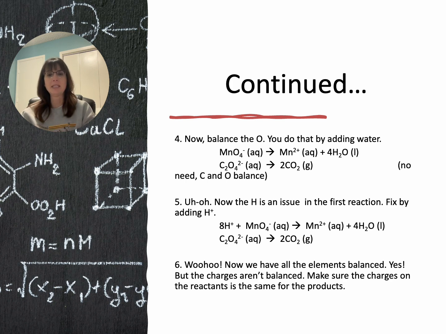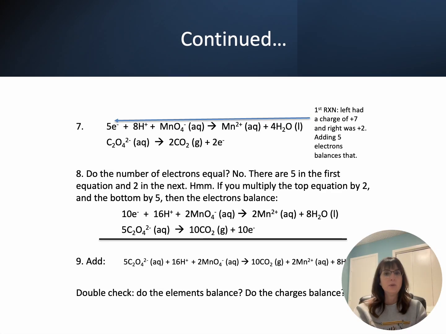The last thing we need to take care of are the electrons. So the last thing we need to do now is to fix the charge. And if you look at that first equation, and this does get tricky for students, but you have 8 H pluses. That's a plus 8. MnO4 negative. Well, 7 minus 1 is a positive 7. So on the reactant side, it's a plus 7. On the other side, the only thing that has a charge is that Mn, which is a 2 plus. So you've got a charge of 7 and a charge of 2.